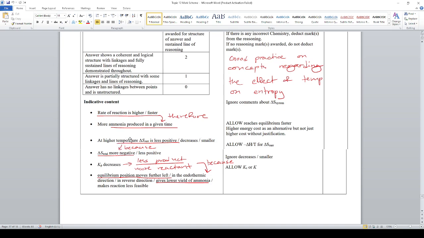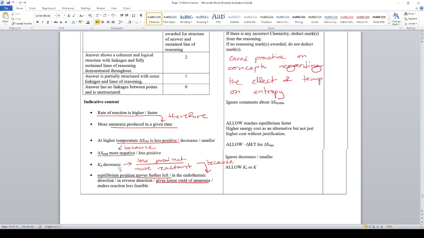At higher temperatures, this would make the entropy of the surroundings less positive. Sorry, this shouldn't be 'because', it should be 'as a result', the total entropy would be more negative. Right? So this results in this point. It shouldn't be 'because', it should be 'as a result'.